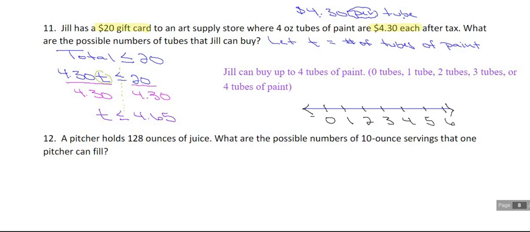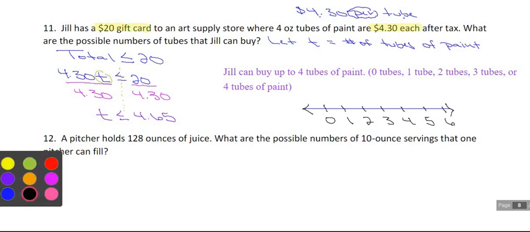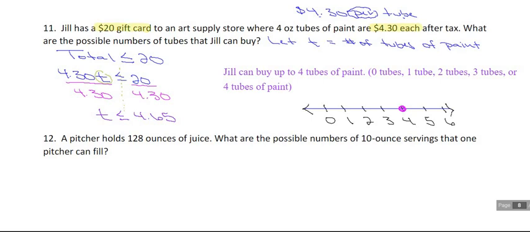The actual graph that will literally represent this situation, this answer, is exactly 4 tubes of paint. Exactly 3 tubes of paint. Exactly 2 tubes of paint. Exactly 1 tube of paint. Or exactly 0 tubes of paint.